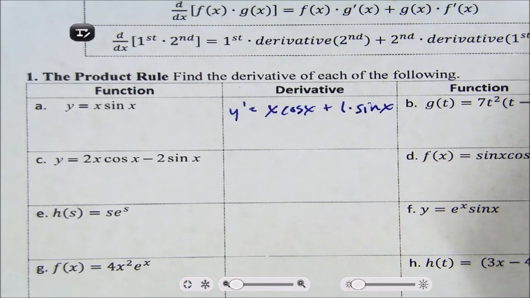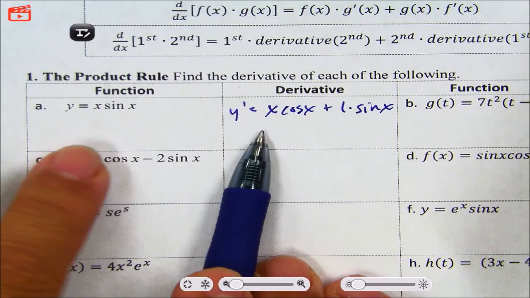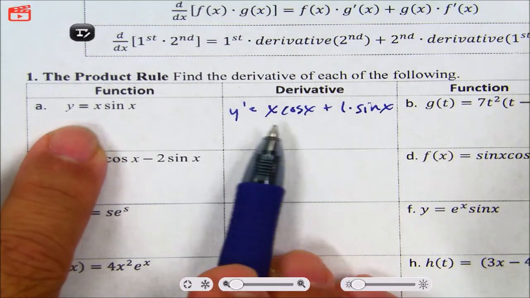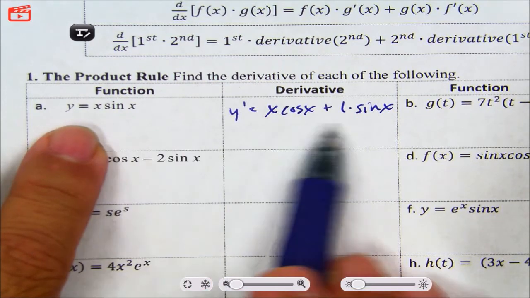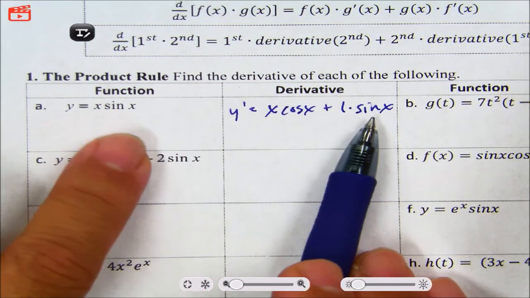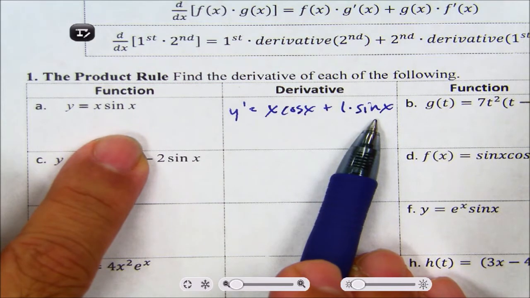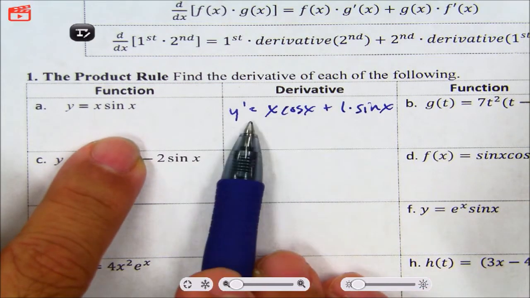So that's it. So I kept x constant, and then took the derivative of sine. That's how I got cosine x. Plus, now I took the derivative of x, which is 1, and times the second function, sine x. What's it after y1? After who? y1. Equal sign. Or y prime, sorry.